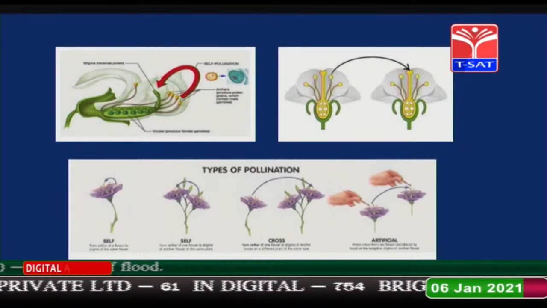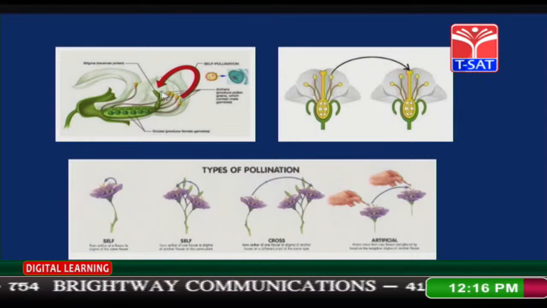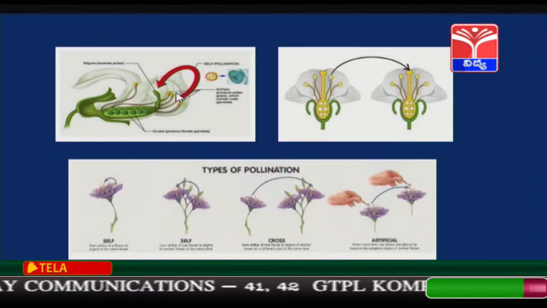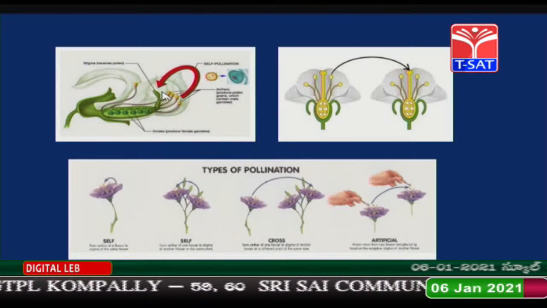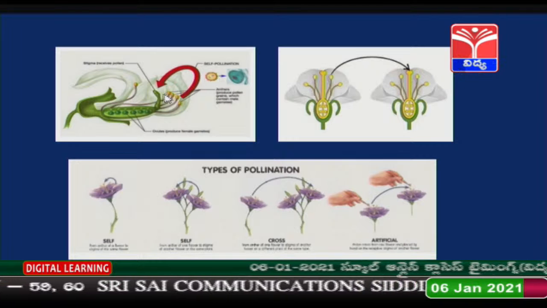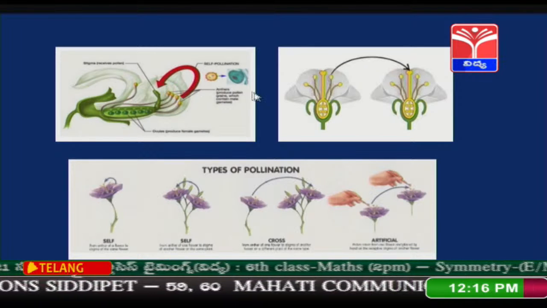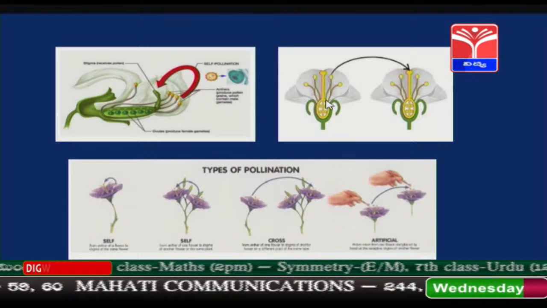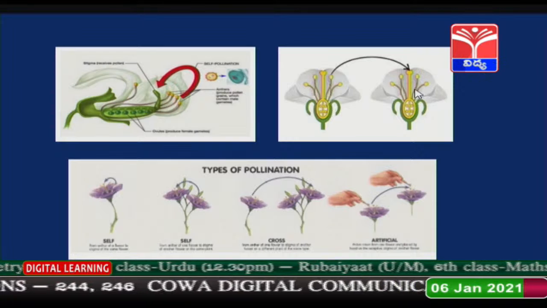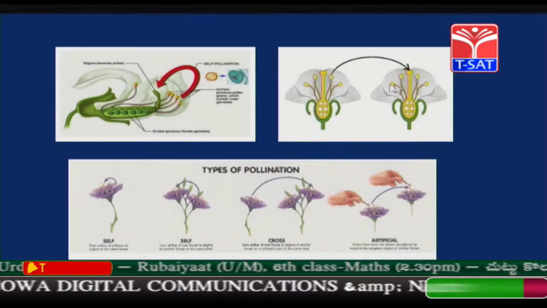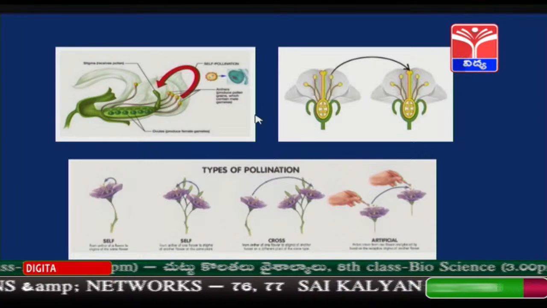See in the first figure, inside the same flower, the pollen grains are being transferred. So these are pollen grains, they are moving to the stigma. So in the same flower, the transfer of pollen grains takes place. So this is which pollination children? Self-pollination. Now see the second one. Here the pollen grains of one flower are transferring to another flower. So two different flowers. So this pollination is called cross-pollination.